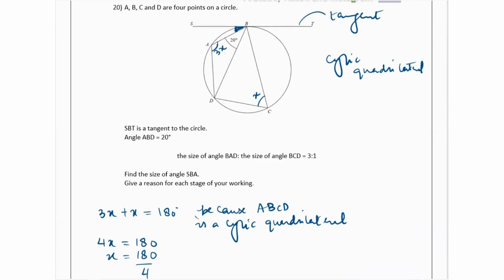So this is 135. This is 45. So now for SBA, we can find this angle because ADB is making a triangle. So sum of angles in a triangle is 180. So we already have two. You can find the third one.